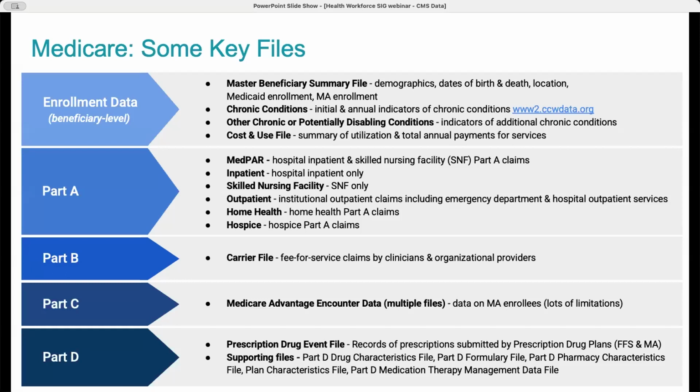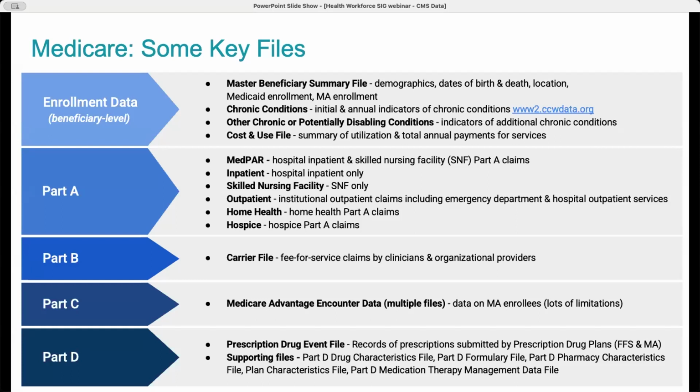So this is just a summary of some of the key claims files that are available. And again, this is broken down by the way that Uli went through it. It's really important to tie each data file back to the aspect of Medicare which pays for the services. So at the top here, we have the enrollment data. So these are all beneficiary level summary files.